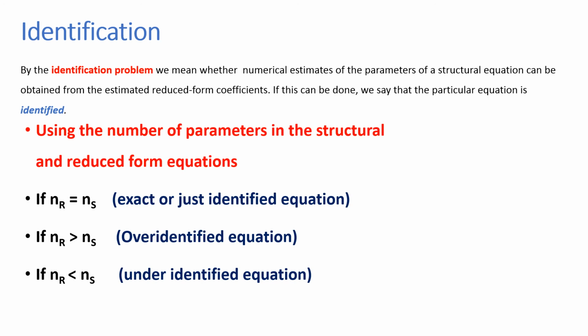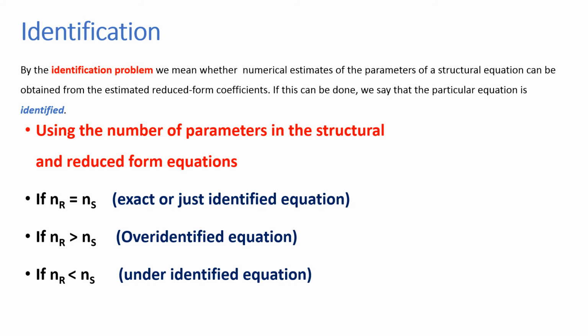Let me remind you again of the steps of the indirect least squares. We said we start by obtaining the reduced form equation from the structural equation. And then, since the assumptions of the OLS are satisfied in the reduced form, we can simply estimate the reduced form using the OLS. And finally, we can use the estimated parameters of the reduced form to find the estimated values of the parameters in the structural form.